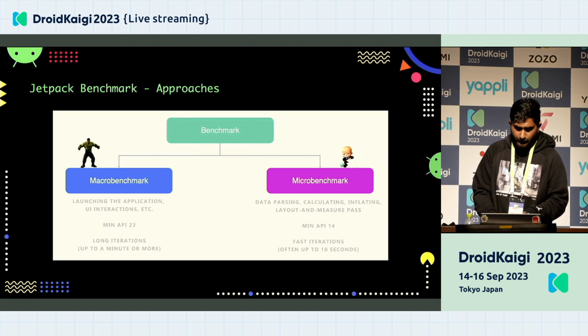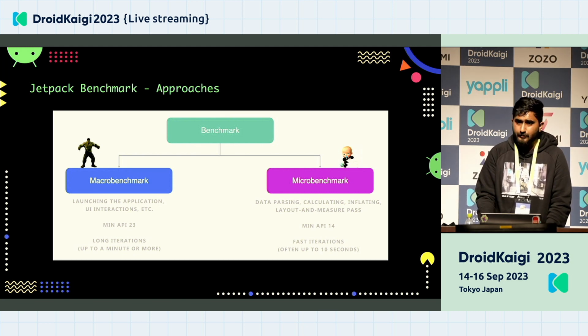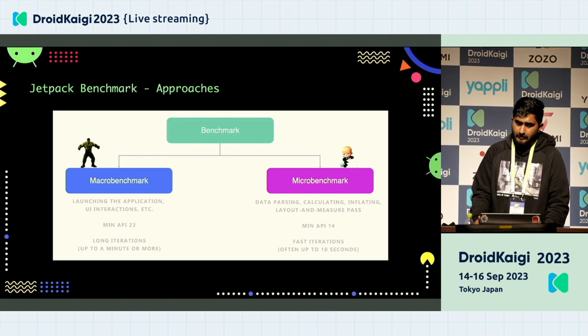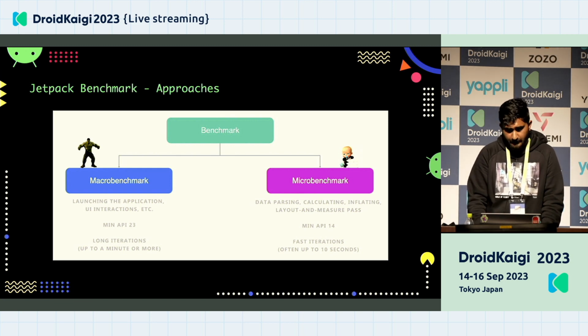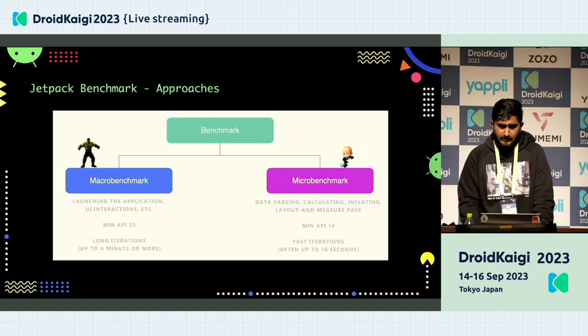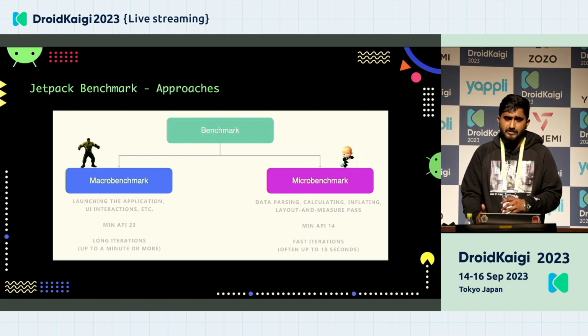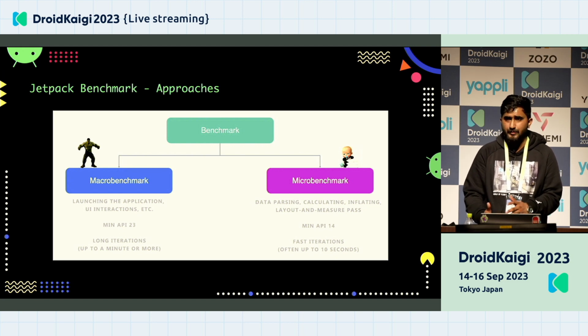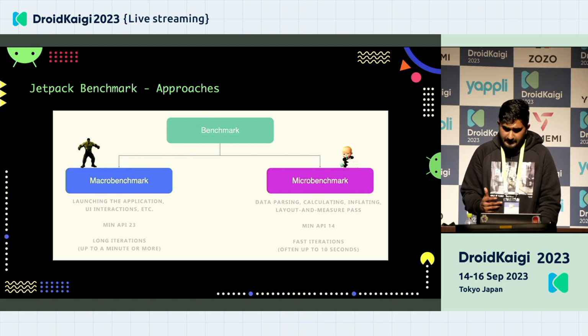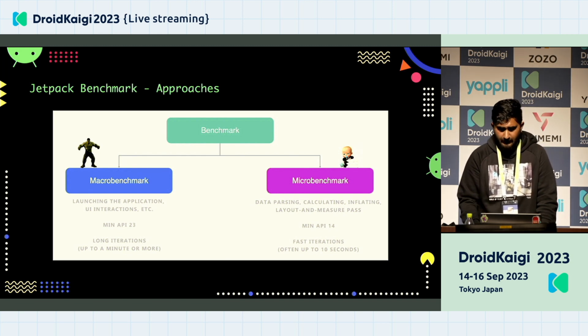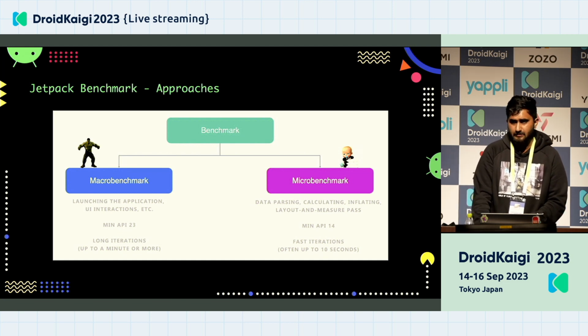Next, we come to micro benchmark. It is a library intended for benchmarking frequently called functions. For example, measure or layout pass in views, layout inflating, data parsing, CPU calculations, and other code fragments or processes which are executed repeatedly. Testing is done while the application is running, and iterations take no more than 10 seconds. So it's a quick one. And the minimum API level required for implementing micro benchmark is API level 14.